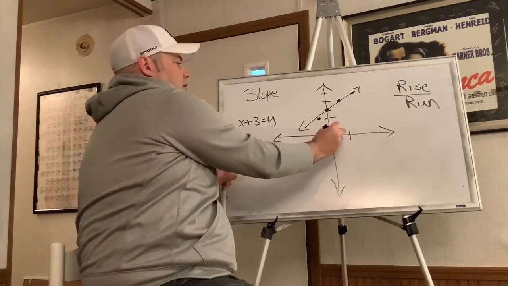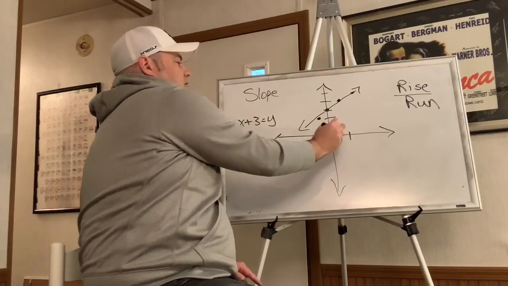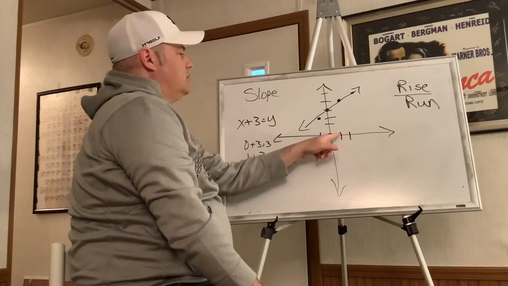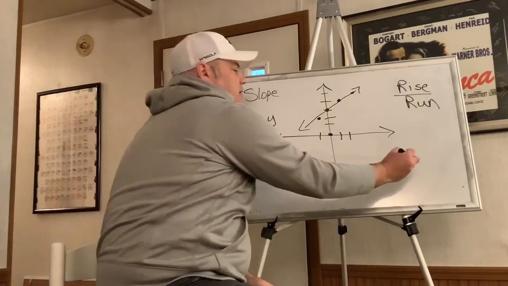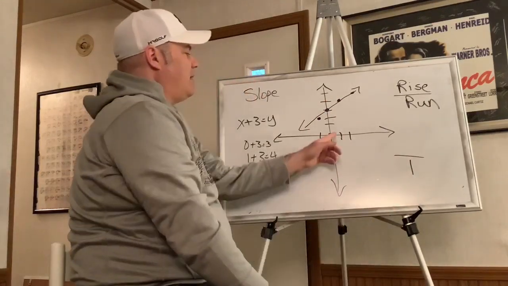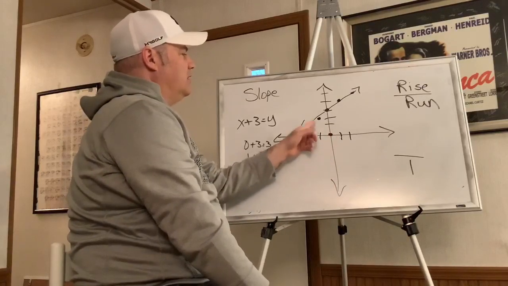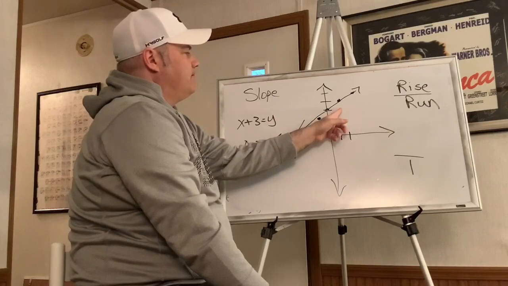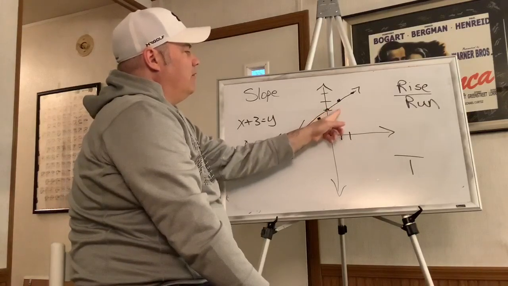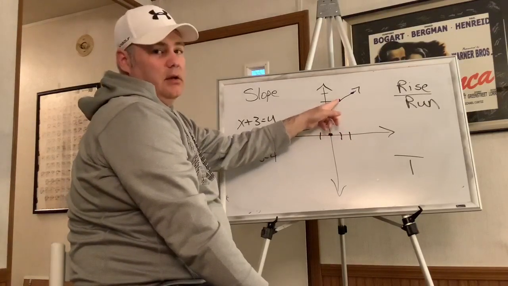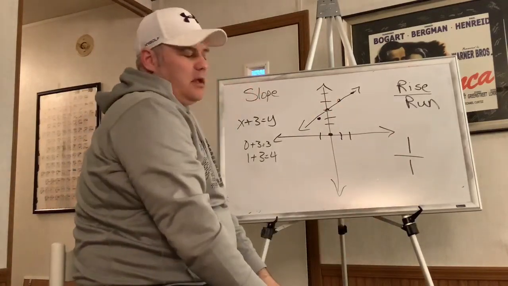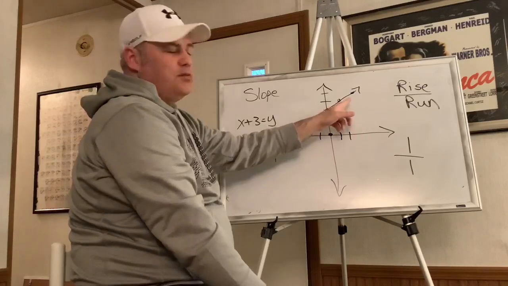But see, I went from 0 to 1. That was how far I went over on my run. So my 1 is going to be down here, and it's a positive 1. I'm not going in the negative 1 on this one. I'm checking from here to here. So I went over 1, and when I went over 1, I also went up 1. So my rise was also a positive 1. And so my slope on this one is 1 over 1.